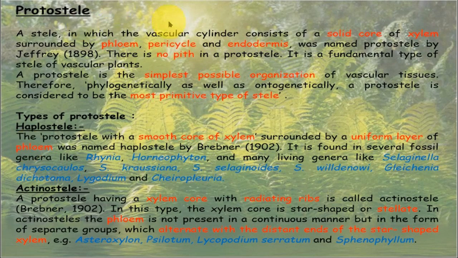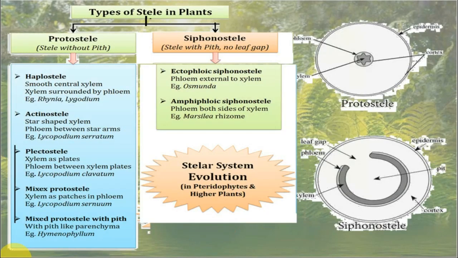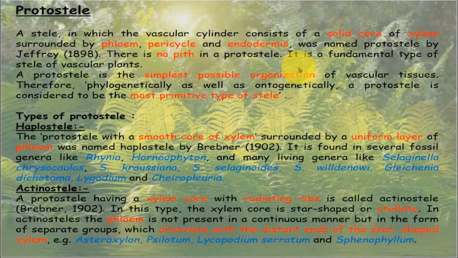Next, protostele. Stele in which the vascular cylinder consists of a solid core of xylem surrounded by phloem, pericycle, and endodermis. It means the xylem will be like this. Solid core means no hollow xylem is present, and it was named protostele by Jeffrey in 1898.